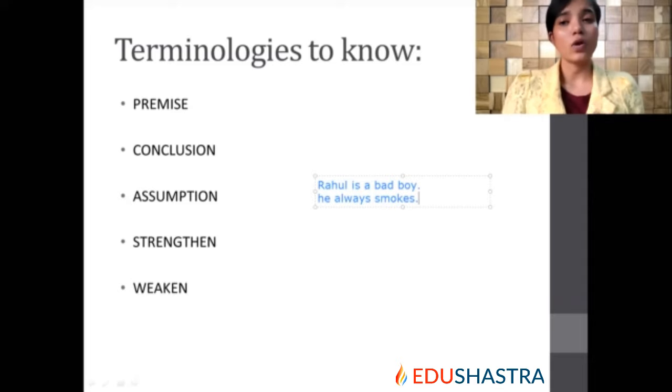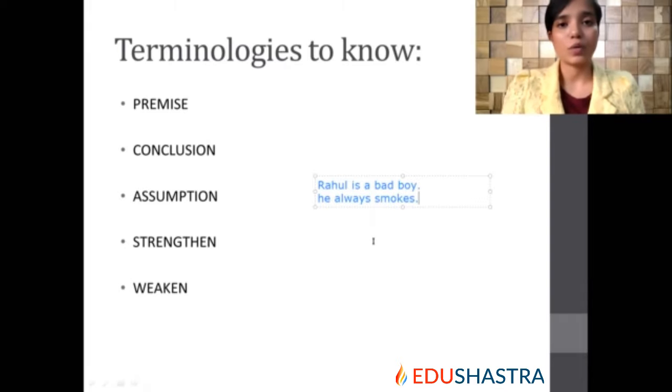Now what is my assumption, what might the author have assumed before telling that he is a bad boy? Based on some information, he gave the statement that he is a bad boy. So based on what information? That he always smokes. So maybe according to the author, whoever smokes is a bad boy, right? So that becomes my assumption. So I'm connecting my conclusion with the given information and then assuming this could be the assumption. Understood?